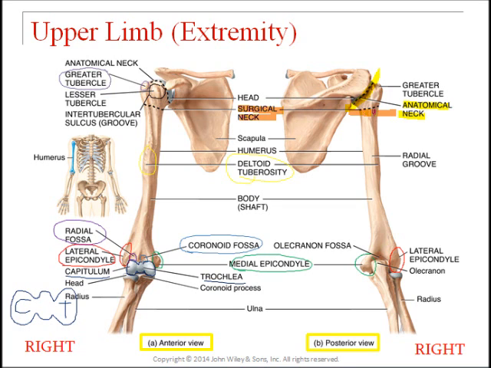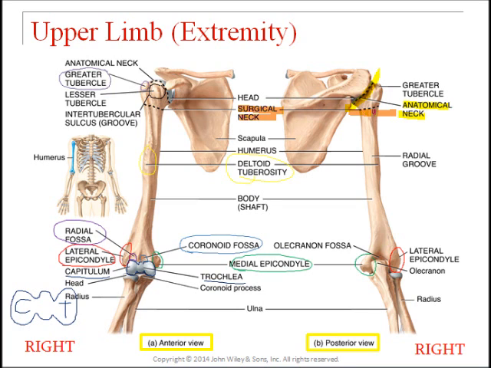So the greater tubercle is the most lateral. If you felt on the outside of your arm and you felt down from the acromion process, that outside part that you'd feel would be the greater tubercle. In between the greater tubercle and the lesser tubercle, we will have a groove that you could run your finger along, and we'll call that the intertubercular groove, or the intertubercular sulcus would also work.